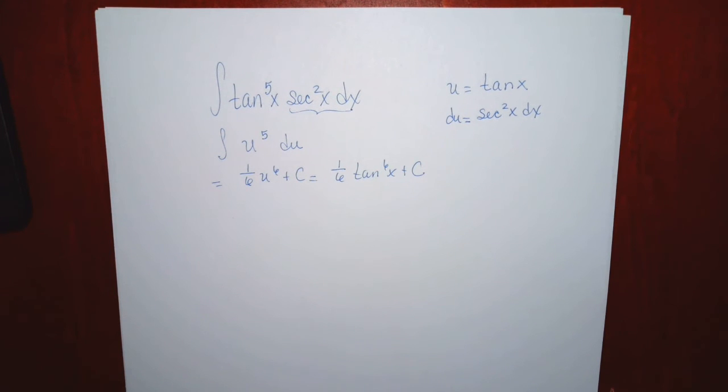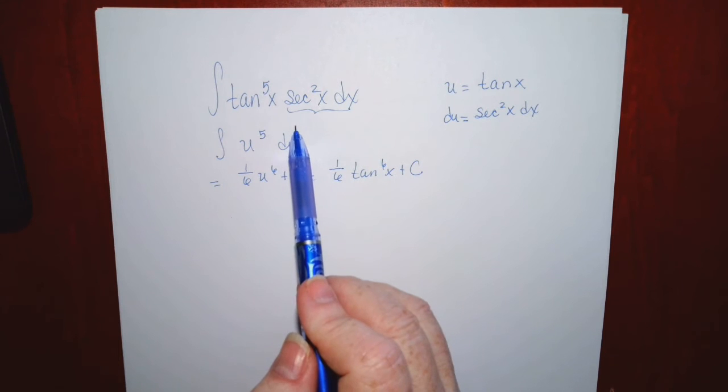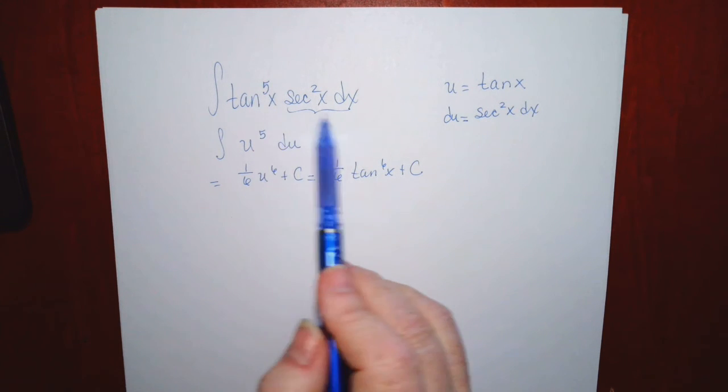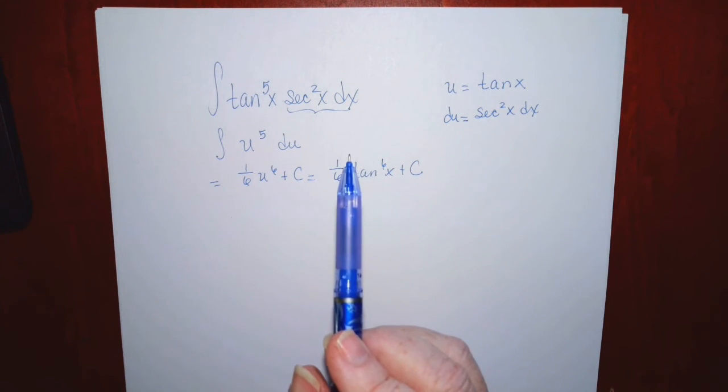All right. So what are we going to do when we can't just pull off a secant squared? Really? We're down to 3?